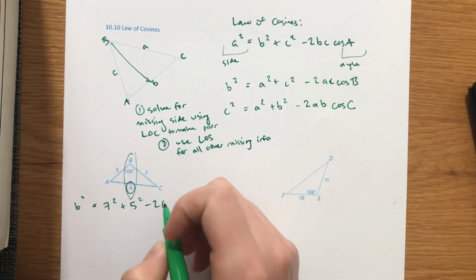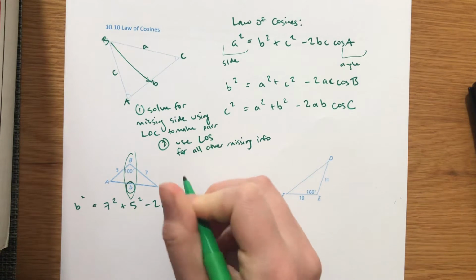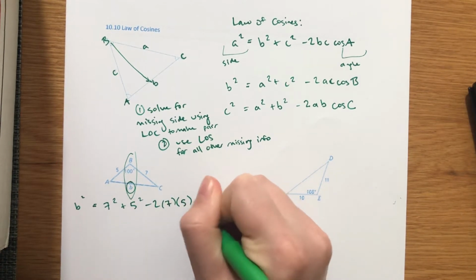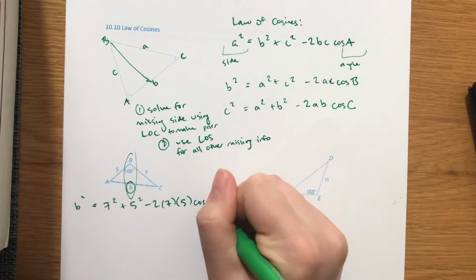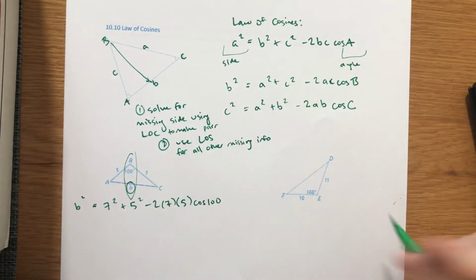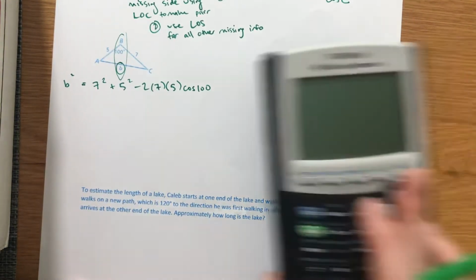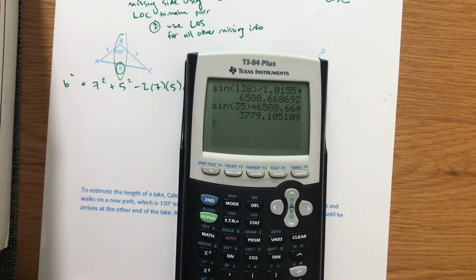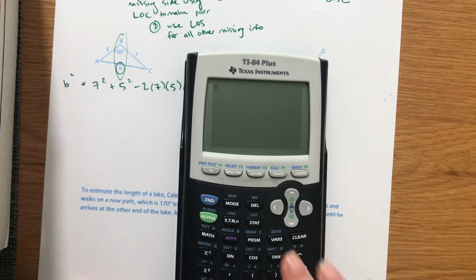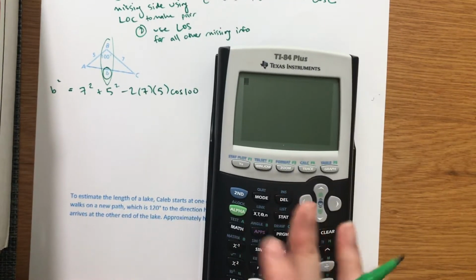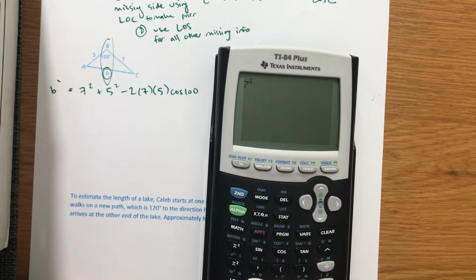So 2 times side A would be 7. Side C is 5. And then cosine of the angle for B, which is 100. Literally all we do, this is all one number. I'm going to recommend that you guys use Desmos Scientific. It's just harder for me to make videos using Desmos, so I'm going to use my calculator. I'm just going to type this whole thing in, and we're going to get some decimal. So 7 squared plus 5 squared minus 2 times 7 times 5 times cosine of 100.